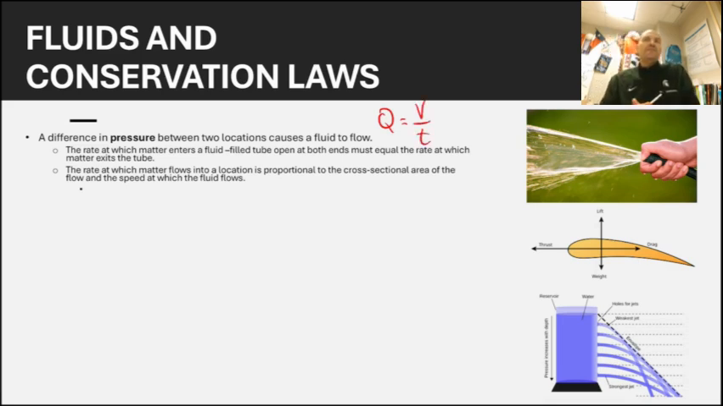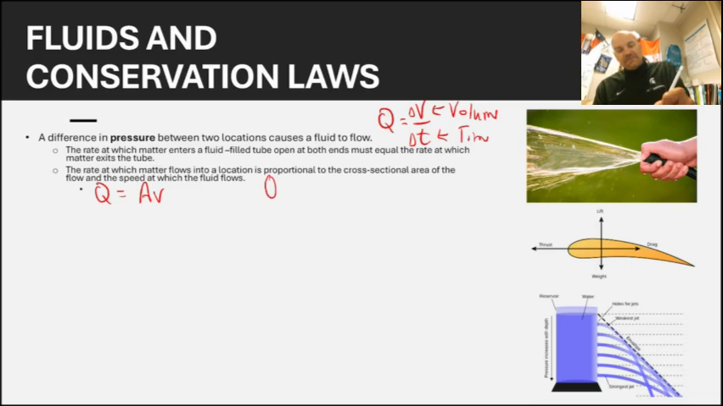Basically the first one is Q equals V over T, where V is volume and T is time. You can think about it as dV/dt, or delta V over delta T. This is how much volume flows through in a particular moment in time. Now, another equation for Q is simply A times v. That's the cross-sectional area times the speed at which it is flowing through.